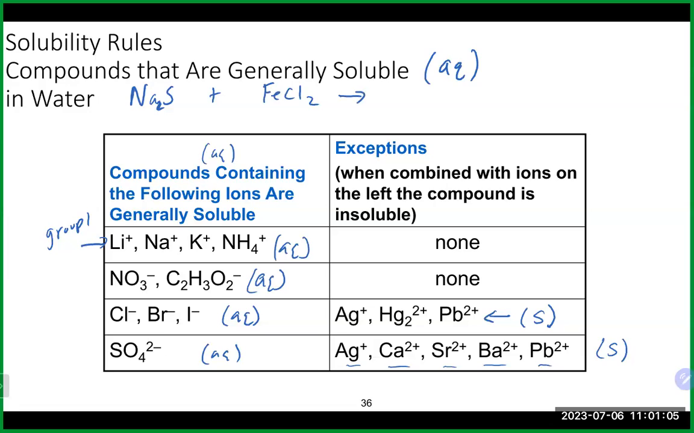All right, I want you to write the products, use the solubility rules to determine the solubility of everybody, and then also write the total ionic equation, the net ionic equation, and identify the spectator ions. So complete the equation, complete the solubility, and write those 3 equations, see what you come up with.